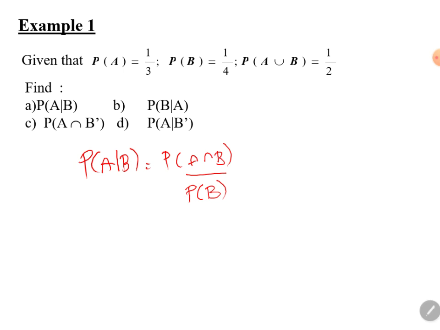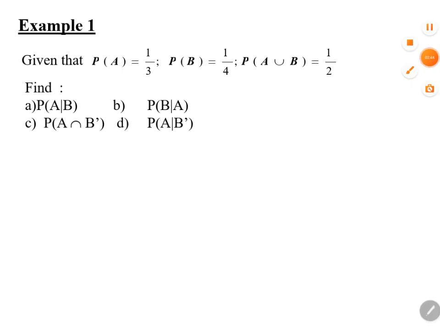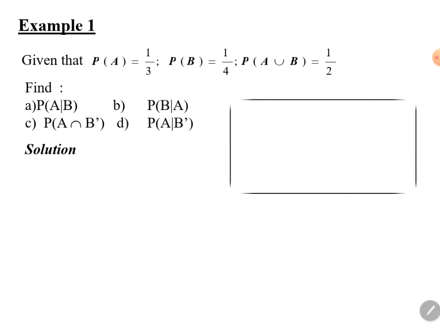But from the information we have, we only have P(A), P(B), and P(A union B). So how can we find the probability of the intersection? What can we do? First, we find the probability of the intersection of A and B by using the union formula. So what is the union formula?